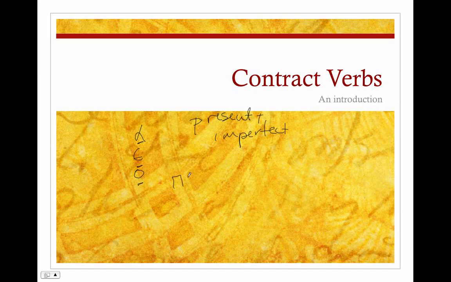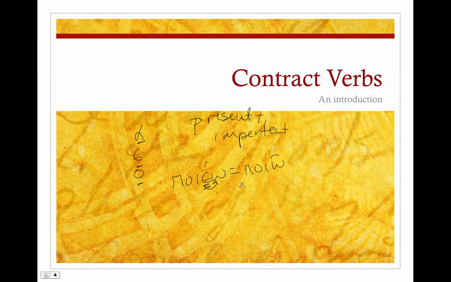So for example, the verb poieo, I make. These contract verbs apply primarily to Attic Greek. An Athenian would not say poieo, he would say poio. He would contract that epsilon into the omega.